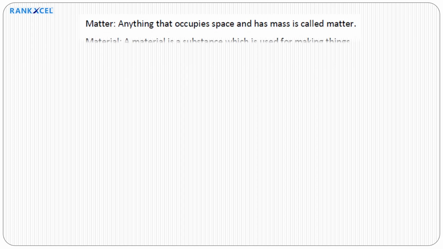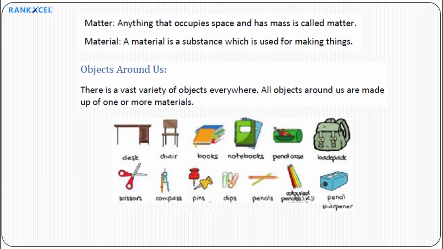Matter. Anything that occupies space and has mass is called matter. Material. A material is a substance which is used for making things. Objects around us. There is a vast variety of objects everywhere. All objects around us are made up of one or more materials.